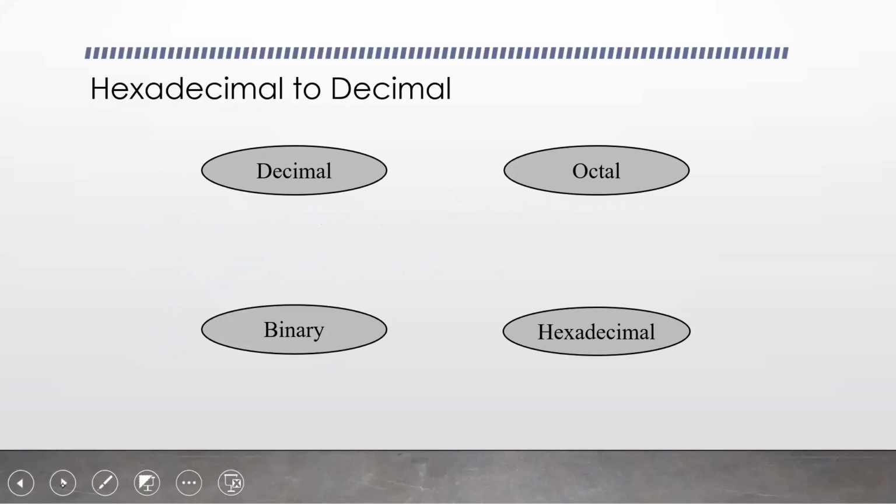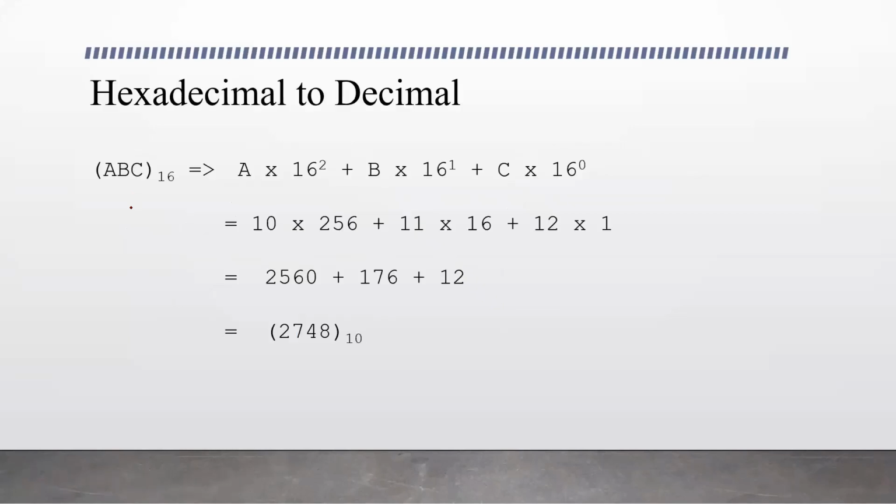And next, let's see how to convert a hexadecimal number to decimal. The procedure is the same. So let's take hexadecimal numbers. We know the digits include 0 to 9 and the alphabets A to F, right? Where A is equivalent to 10 in decimal, B is equivalent to 11, and so on.